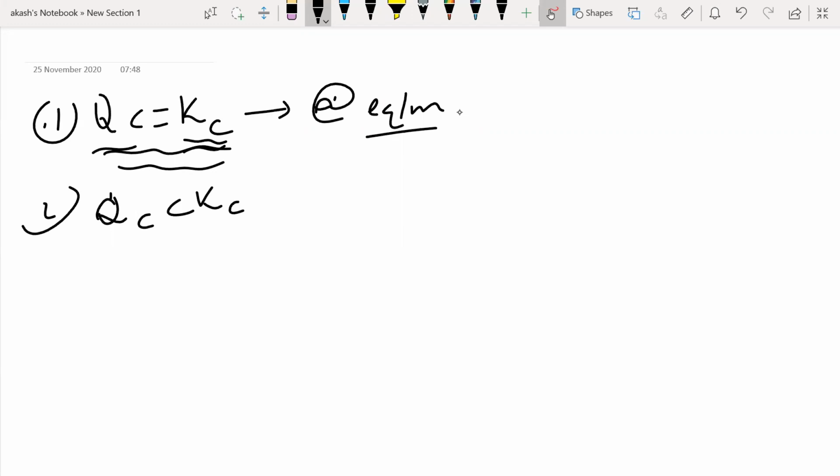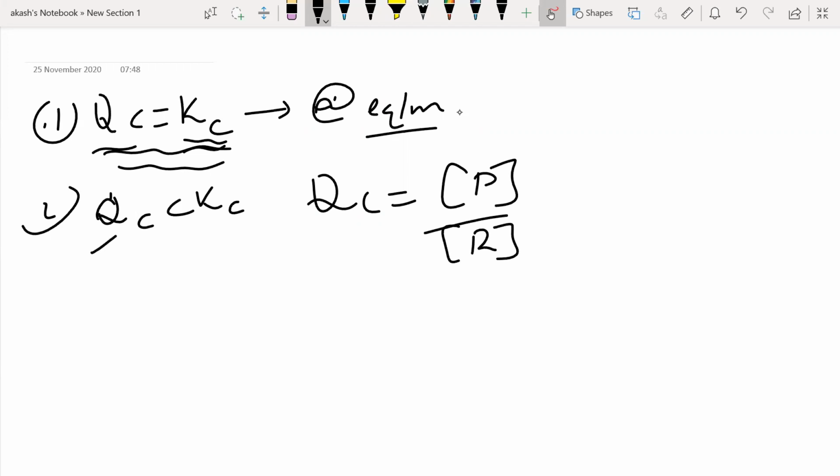Okay, so when I write QC, I know it is basically going to be products divided by reactants. Okay, now what should I do? I find that the QC value is lesser than KC, is it not? So what should I do? Can I say that I should increase the value of QC?